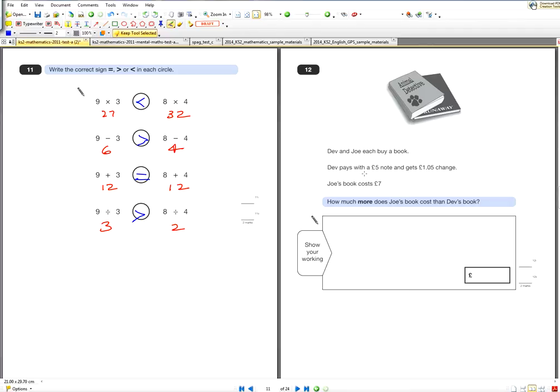Right, question number 12. Dev and Joe each buy a book. Dev pays with a £5 note and gets £1.50 change. Joe's book costs £7. How much more does Joe's book cost than Dev's book? Now, let's have a look. We have Joe, and we have Dev. It says here that Joe's book costs £7. So we know how much it costs, that's not a mystery. Dev pays with a £5 note and gets £1.50 change. So we've got to work out how much his book costs and then how much more.